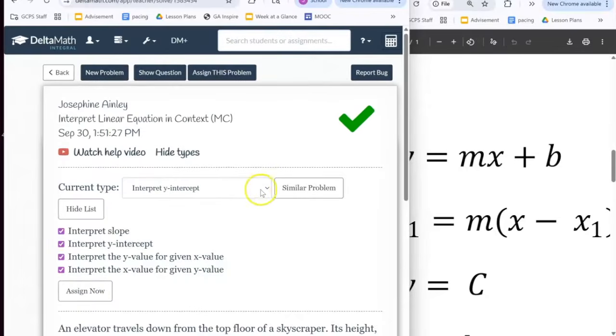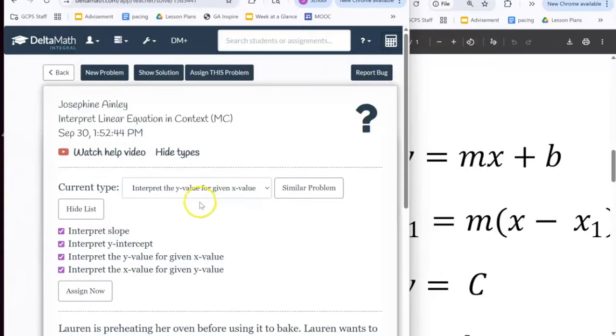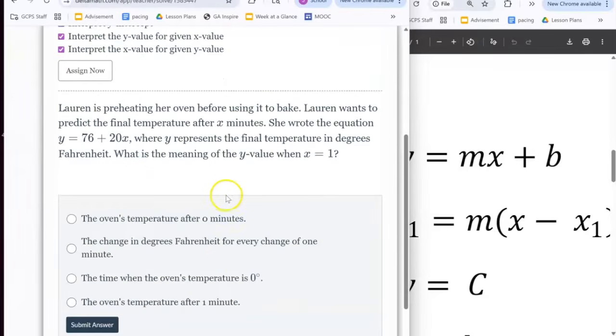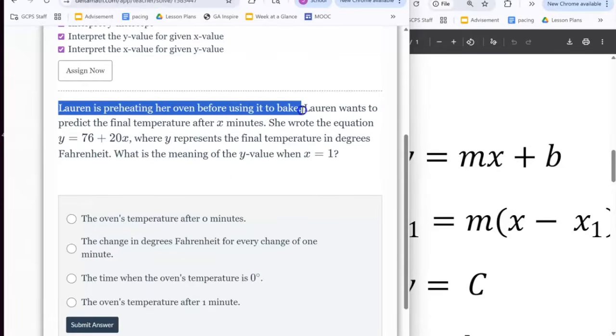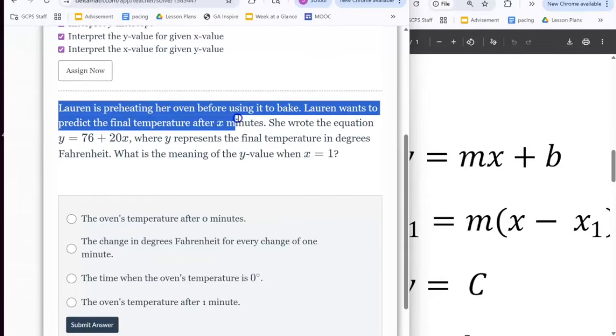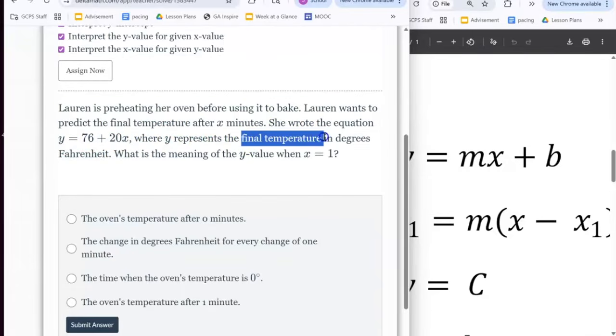Moving on to the next kind of question you may get is interpret the y value given an x value. So again, Lauren is preheating, and these questions are going to change, but the concept is the same. Lauren is preheating her oven before using it to bake. Lauren wants to predict the final temperature after x minutes. Okay, so she's baking. She wants to say, what is the temperature after this time has passed? She wrote the equation, boom, where y represents the final temperature. So they even tell you what it is. All right, so y is the final temperature, and then x is the time in minutes.